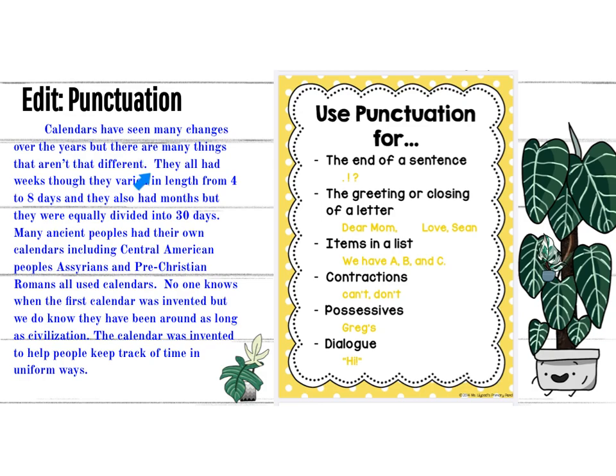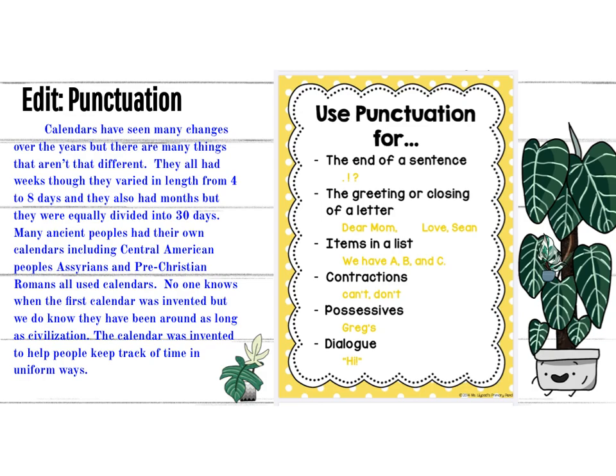I want you to read this sentence. They all had weeks, though they varied in length from 4 to 8 days, and they also had months, but they were equally divided into 30 days. This is a lot of information to be contained in one sentence. I can add punctuation to sentences that are very heavy or full of information to help break them up and make it easier for my reader to digest the information I'm giving them. So I am going to do that now.